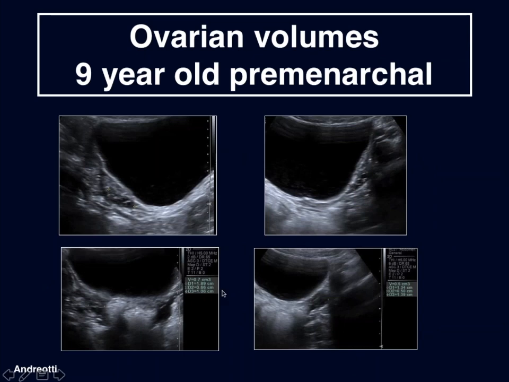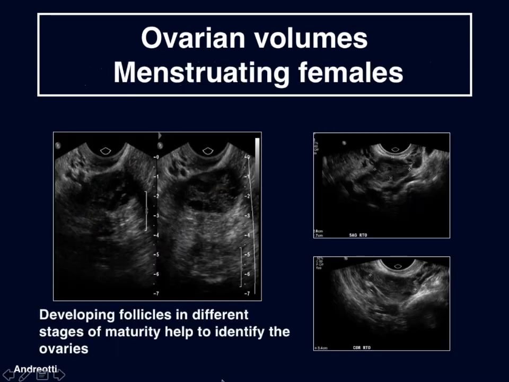So once again, an example, transabdominal images in the premenarchal patient showing very small ovaries with a mean volume of about 0.7 and 0.5 centimeters for right and left ovary. Then in the menstruating age group, we see more developing follicles in different stages of maturity. And of course, once again, this helps us to identify the ovaries. So here are the ovaries with little tiny follicles.